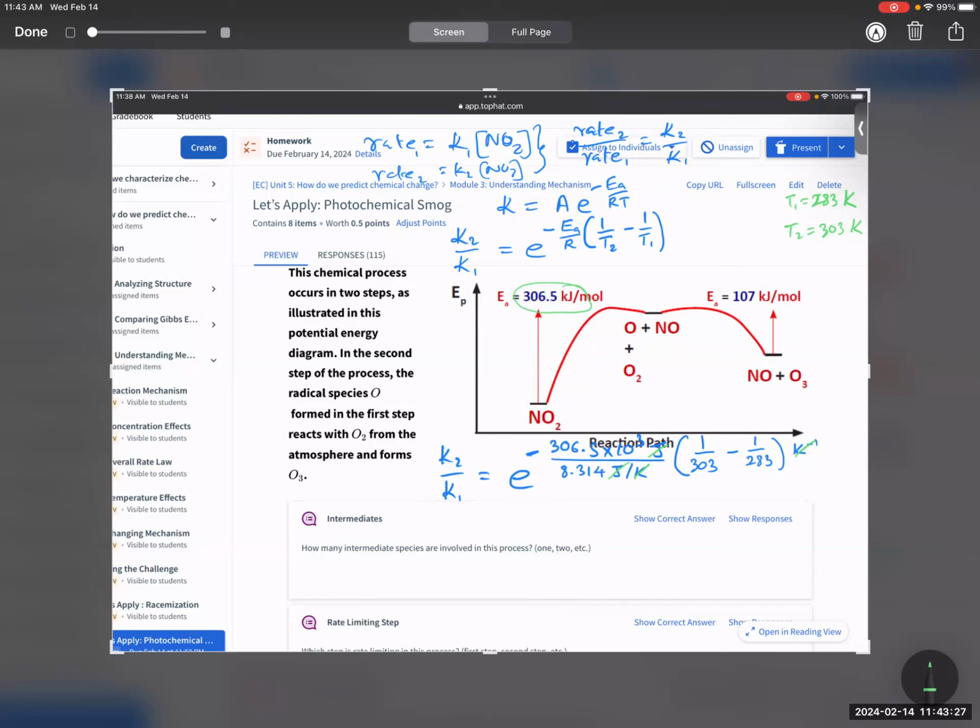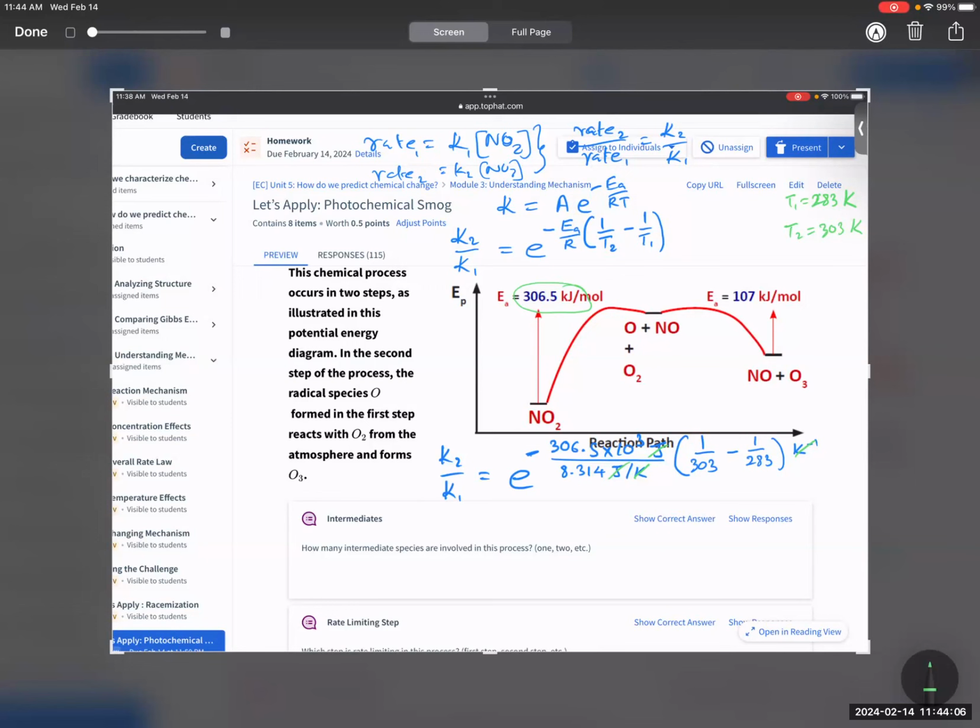So let's see the number. There are two ways we can do this. We can just plug all these numbers together in a calculator, or we can do them in chunks. Let's do them in chunks because it's easier for me to explain when I do it like that. So I'm going to do the temperature part first. So we have 1 over 303 minus 1 over 283, and that gave me a negative number.